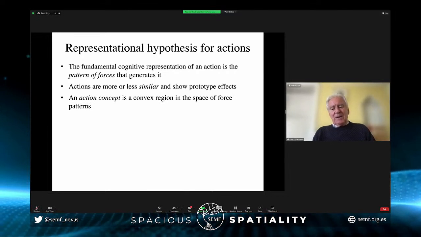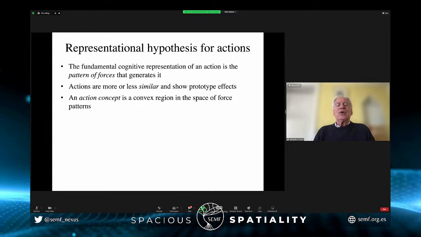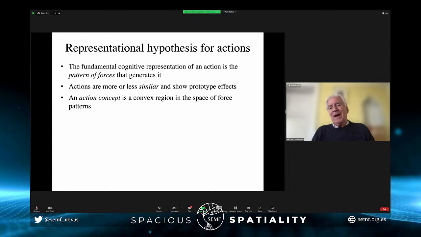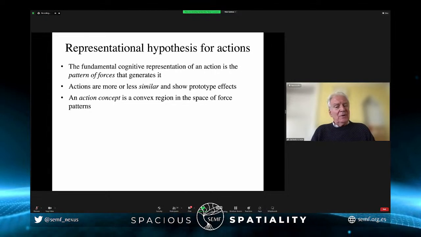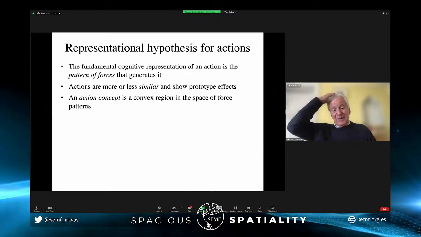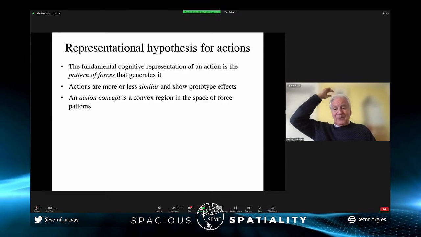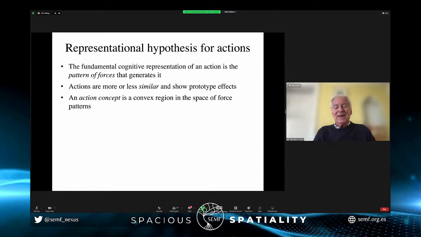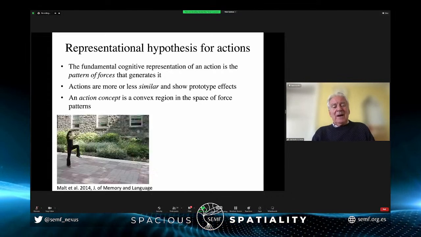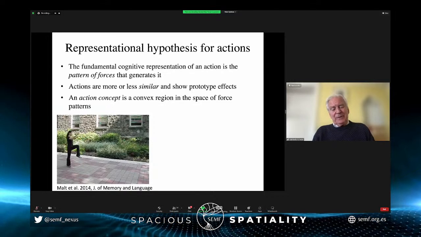So again, I identify an action concept as a convex region in the space of force patterns. I haven't given you, and I don't have time to give you, a full formal definition of what the space of force patterns looks like, but I hope you bear with me on this one. And we can actually test this.